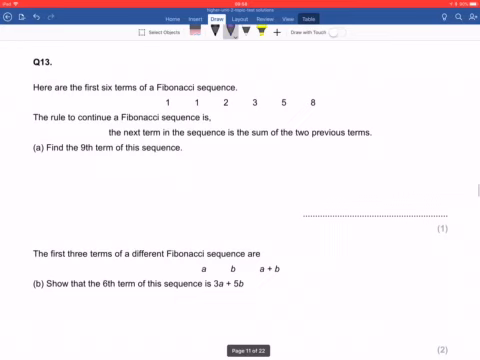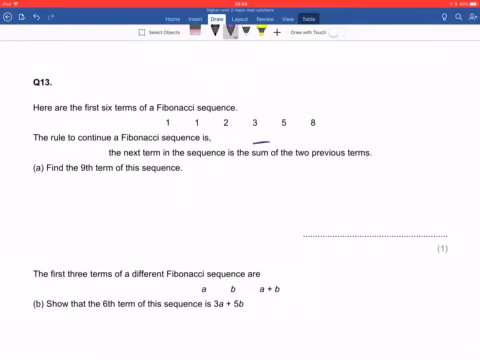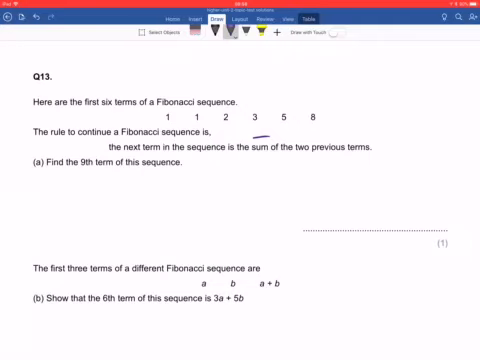Fibonacci. Fibonacci is when you add, so sum means add the two previous terms to find the next one. Find the ninth. Well, let's have a look. 1, 2, 3, 4, 5, 6. Right, 8 plus 5, 11. No, sorry, 13. So that is the 7th, 8th. 8 plus 13 is 21. And the ninth one, 13 plus 21 is 34. So 34 is the ninth term.